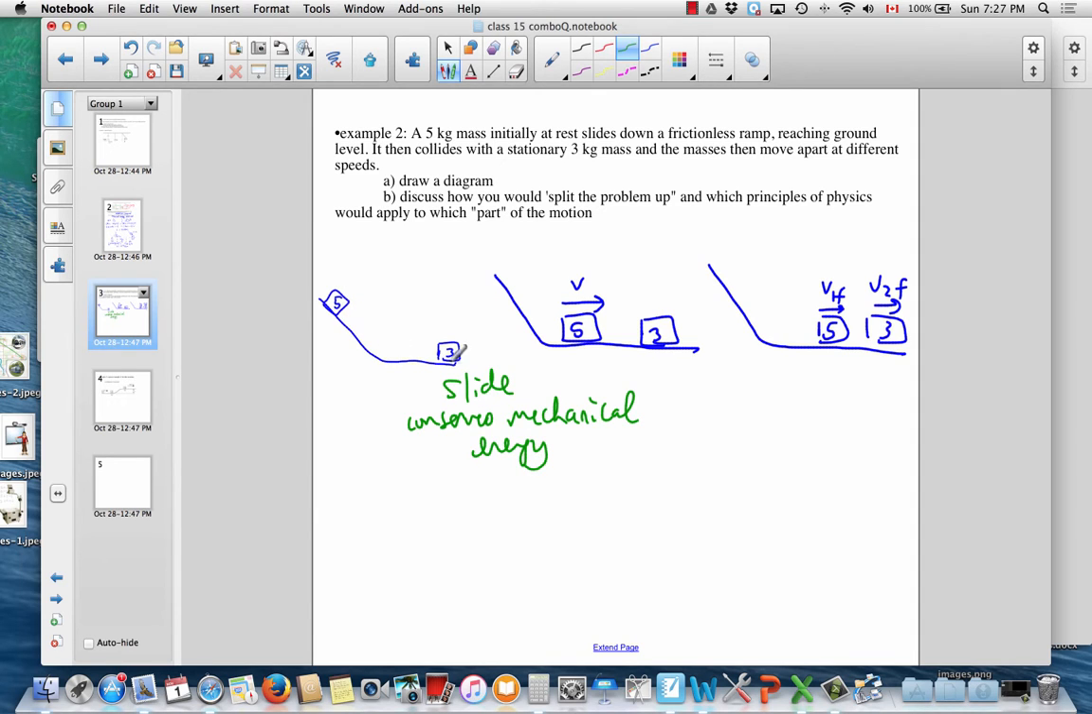So as the 5 kilogram slides down, we're going to see a transformation from potential energy of the 5 kilogram to kinetic energy of the 5 kilogram. And it hasn't even contacted the 3 kilogram mass yet. Now, after that slide, we're going to have a collision.